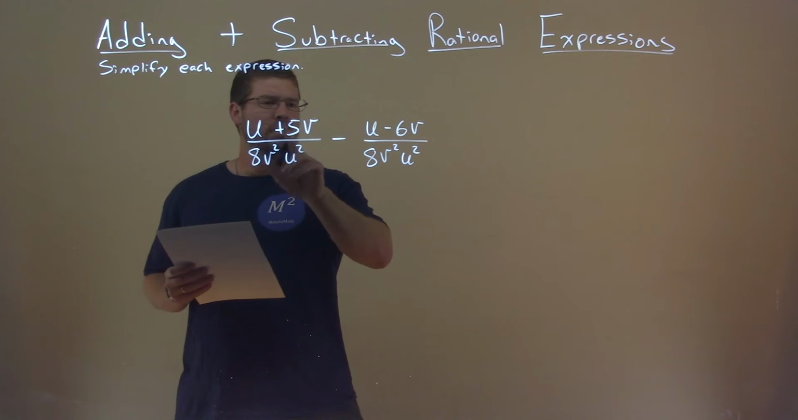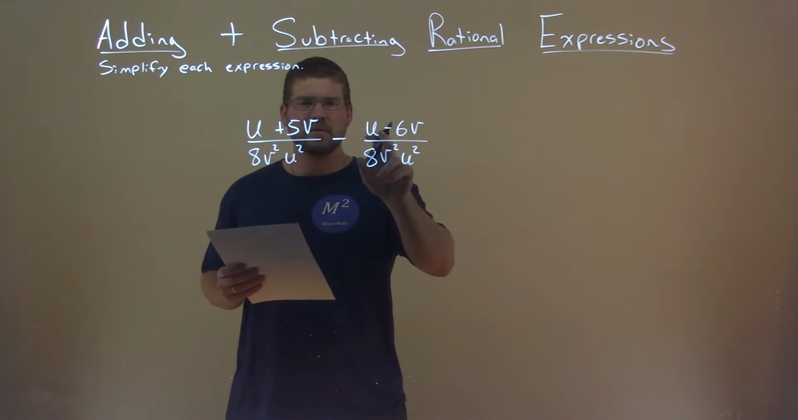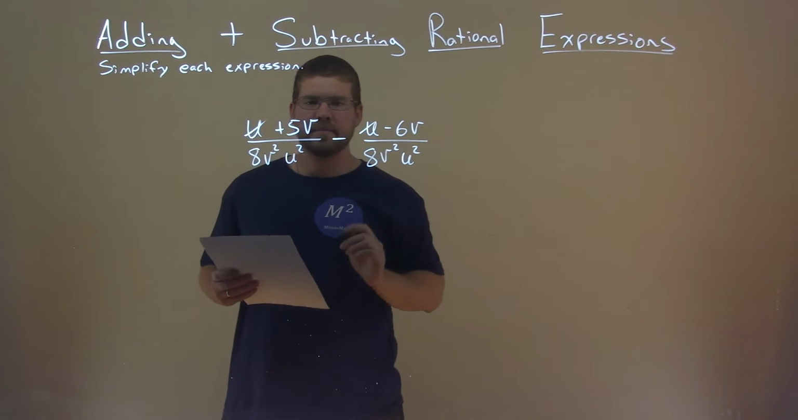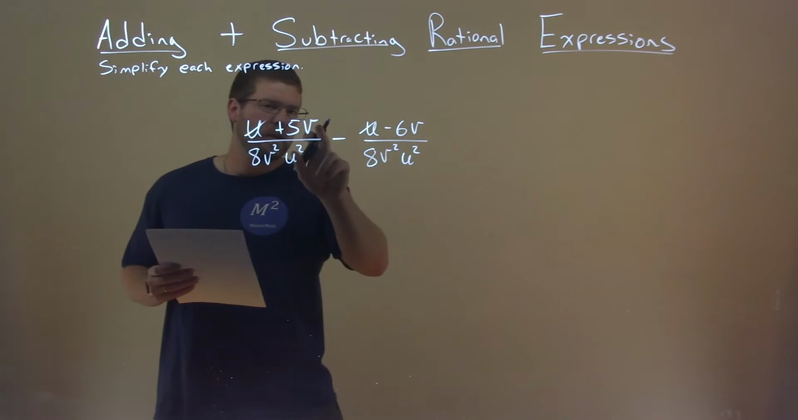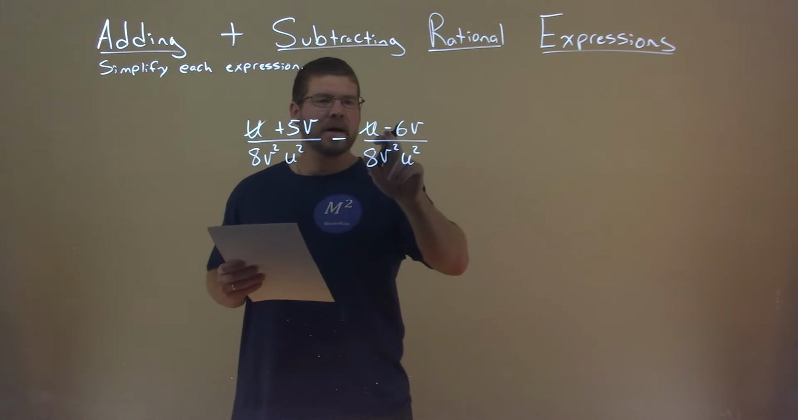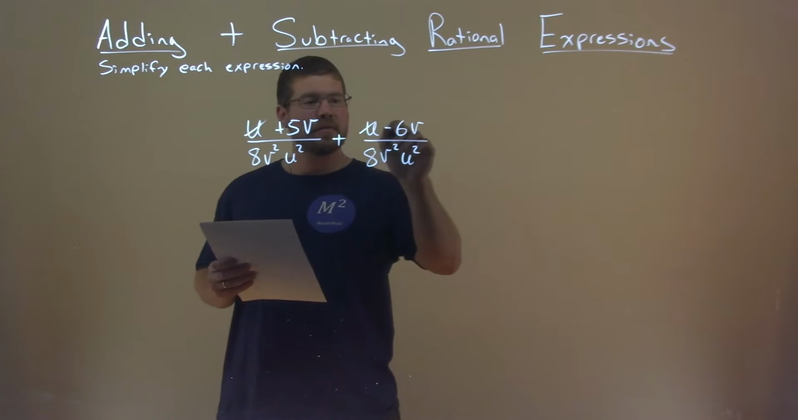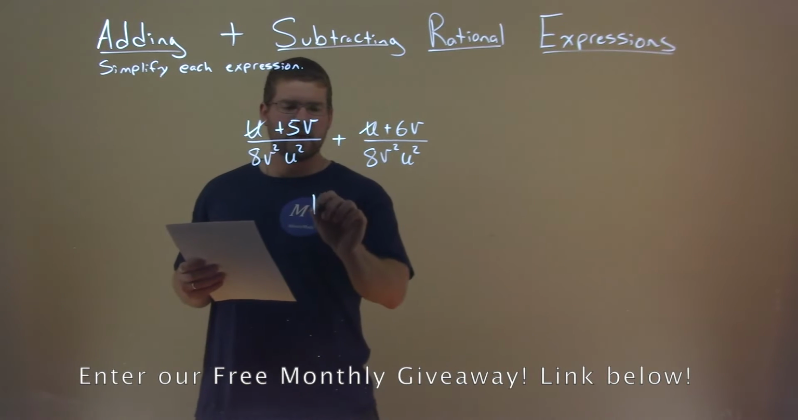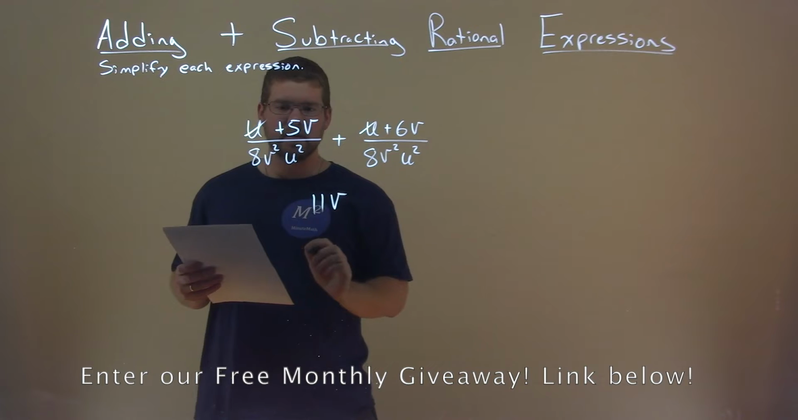We have u minus its like term u, which cancels, right? u minus u is 0. Don't need that. Easy. Next part, we have 5v minus a negative, right? It's plus a positive 6v. So that comes out to be 11v here.